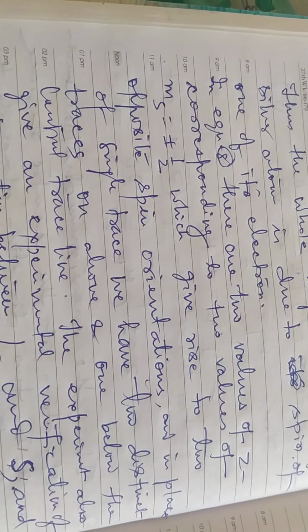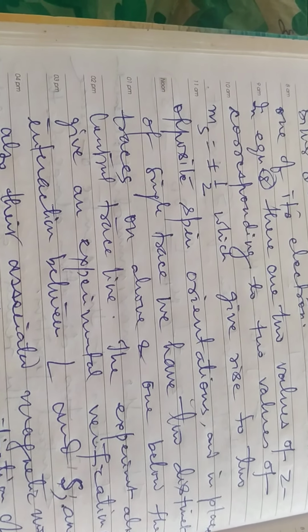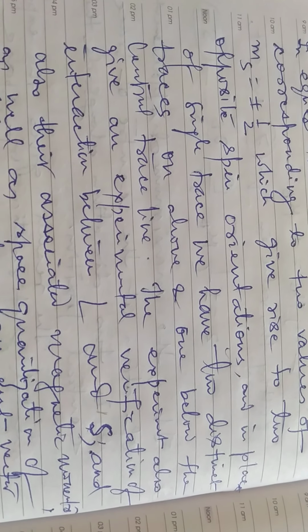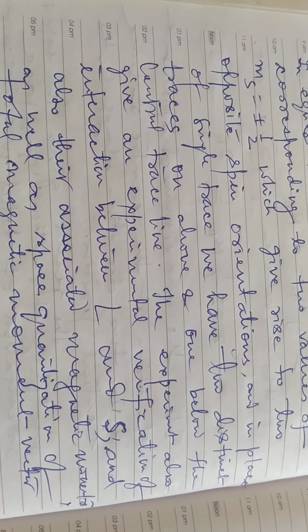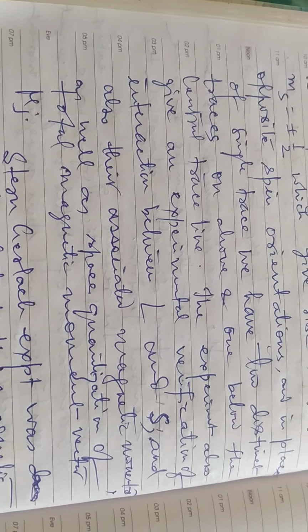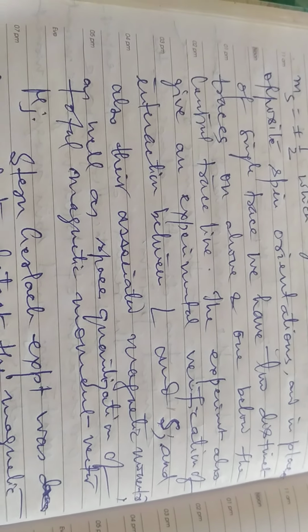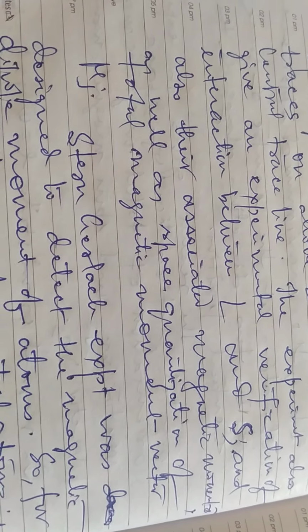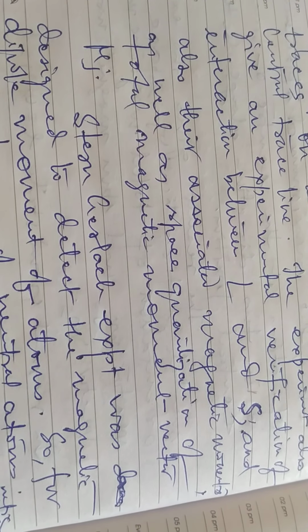In equation 8 the two values of z correspond to the two values of ms equal to plus minus half, which give rise to two opposite-sign orientations, and in place of a single trace we had two distinct traces on the glass plate, one above and one below the central trace line. The experiment also gave an experimental verification of the interaction between L and S, and also their associated magnetic moments, as well as the space quantization of the total magnetic moment vector μj.